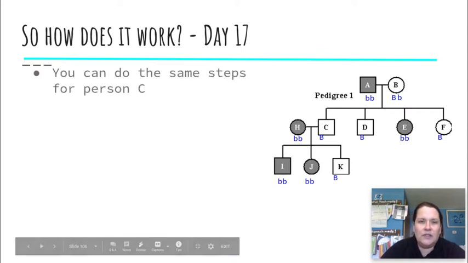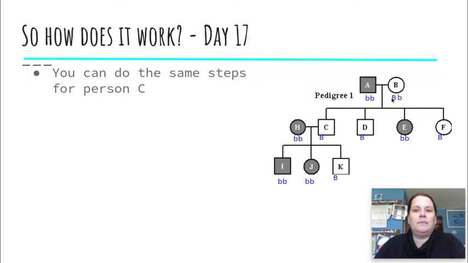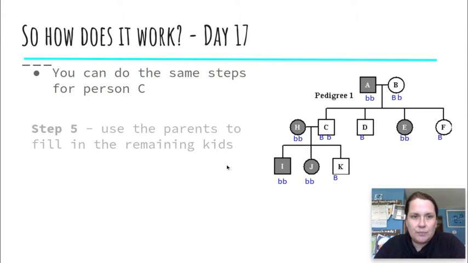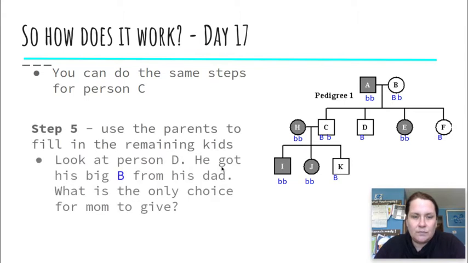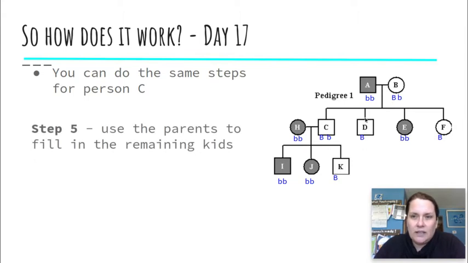You could do the same step for person C. When I look at person C, I think, okay, they got a big B, and when I look at the parents' genotypes, the big B had to have come from mom. What's the only thing that this person could have gotten from dad? Little b. So C is going to be heterozygous, big B, little b. Then the same thing with letter D: got the big B from mom. What's the only possibility dad could give? Little b.